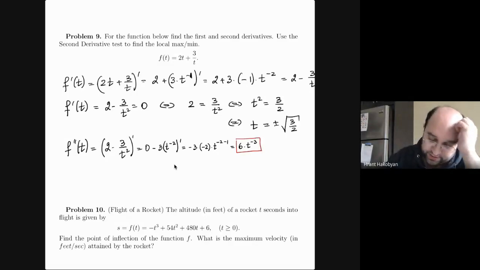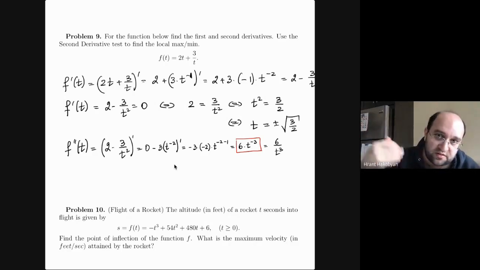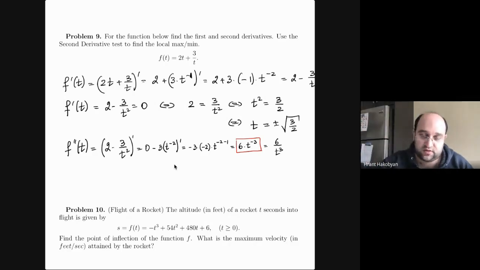Okay? So that's my second derivative. So where is it positive or negative? Well, it's positive if t is positive, and negative if t is negative, right? Because this is just 6 divided by t to the power 3. If t is positive, then the third power of t is positive. If t is negative, the third power is t squared times the first power, so it has the same sign as t itself. So if t is negative, then t to the power 3 is negative as well.